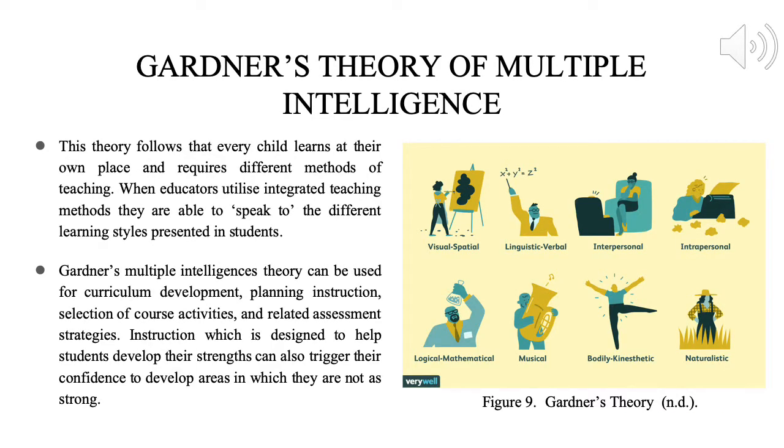Gardner's theory of multiple intelligences. This theory follows that every child learns at their own pace and requires different methods of teaching. When educators utilize integrated teaching methods, they are able to speak to the different learning styles presented in students. Gardner's multiple intelligences theory can be used for curriculum development, planning instruction, selection of course activities, and related assessment strategies. Instruction which is designed to help students develop their strengths can also trigger their confidence to develop areas in which they are not as strong.